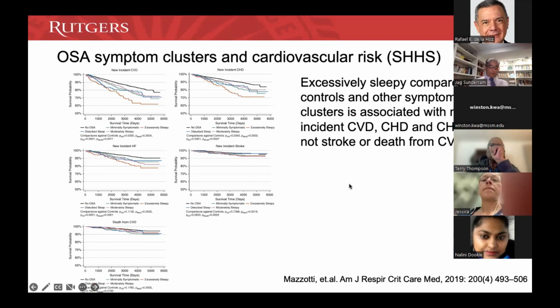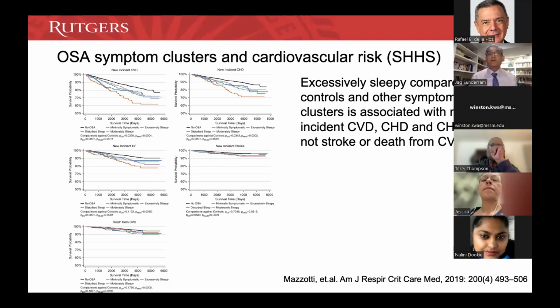So you could also phenotype sleep apnea based on symptoms. There have been a number of studies that hinted that maybe excessive sleepiness is a marker for increased cardiovascular risk. They did a cluster analysis to look at what the most likely symptoms are that sleep apnea presents with. Essentially, what's been shown is that patients with sleep apnea can have 3 to 4 to 7 symptom clusters.